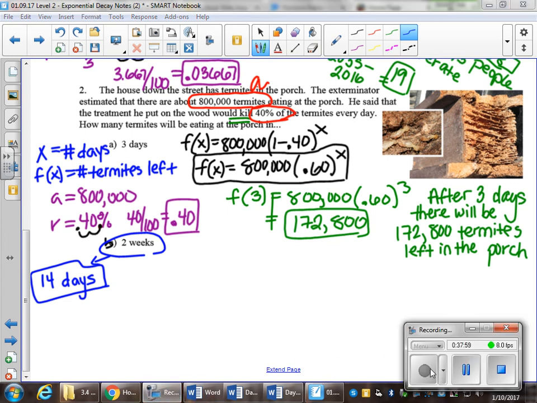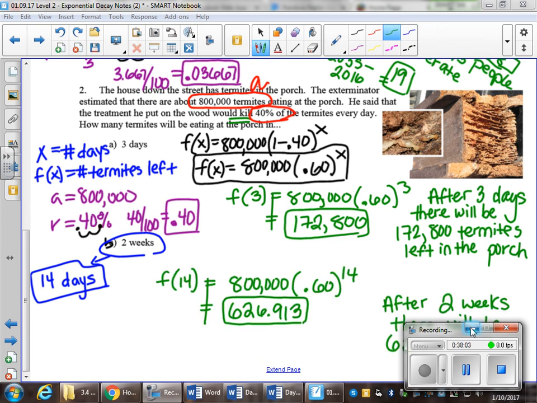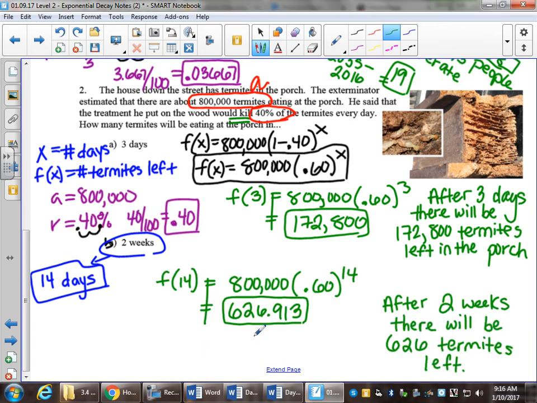So if you didn't press pause right now, press the space bar. All right, so this is what I got as my answer, 626.913. You can't have 0.9 of a termite. So in terms of the real world answer, after 2 weeks, there will be 626 termites left. A drastic reduction. You went from 800,000, and by the end of the second week, you're down to just 626.